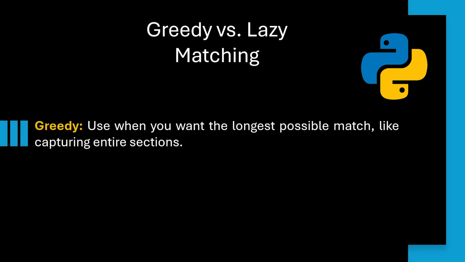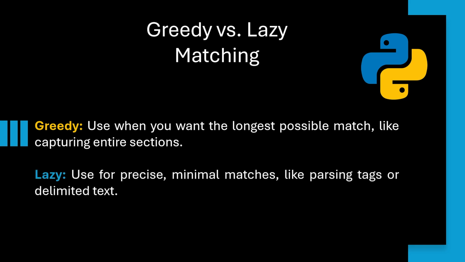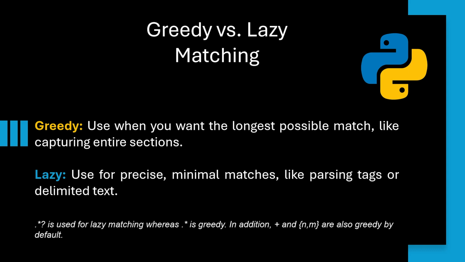So greedy is used when you want the longest possible match, like capturing entire sections, and lazy matching is used for precise minimal matches like parsing tags or delimited text. For example, dot followed by asterisk followed by question mark is used for lazy matching, whereas dot asterisk is greedy. In addition, plus and between n and m are also greedy by default. Greedy matching can overreach, grabbing more text than you want, especially in structured data like HTML, XML, or logs. Lazy matching lets you fine-tune your matches for precision.